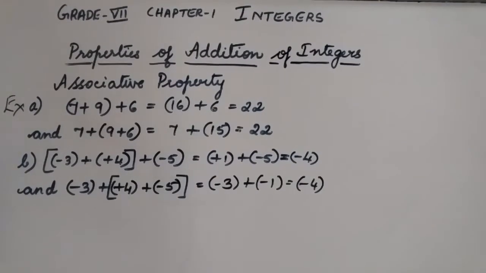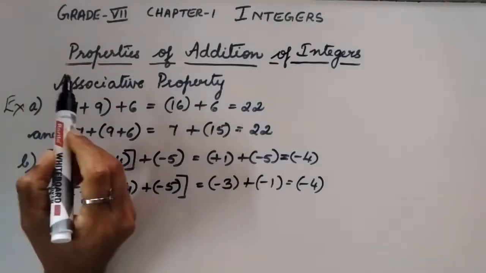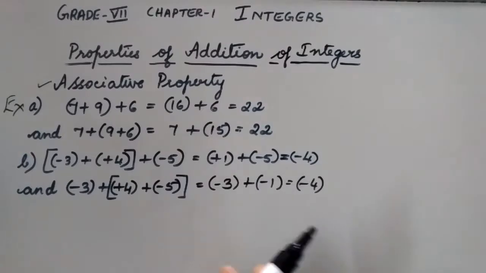In the last video session, we learned the two properties of addition of integers. Those were closure property and the commutative property. There is one more property which is called the associative property, which we will be learning in this video session. So now what is this associative property?